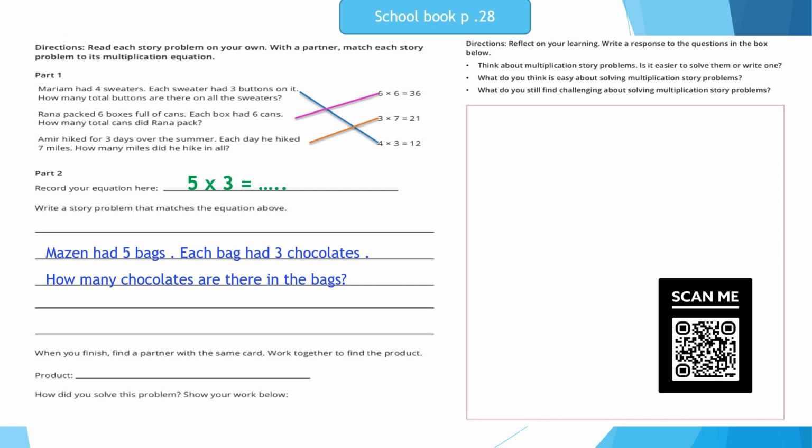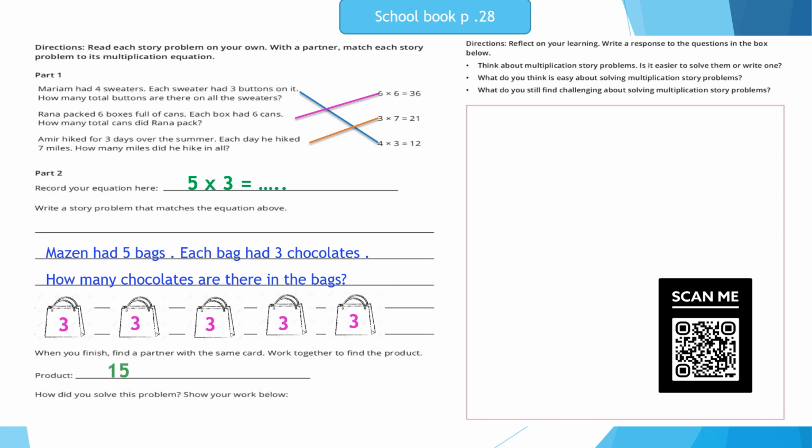Okay, so the product will be 15. 5 times 3 equals 15. And we draw here 5 bags. Each bag contains 3 chocolates.